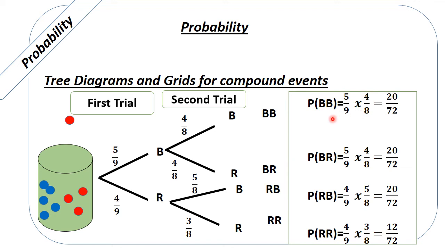If they ask you to find the probability of getting a blue ball at first and a blue ball at the second trial, the answer is this. Blue ball at first, red ball at second trial, the answer is this, just like that.